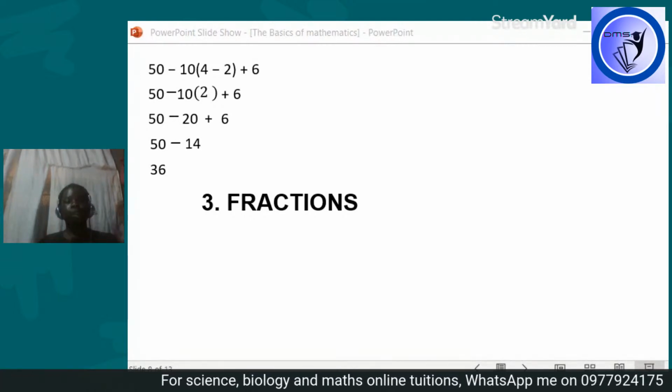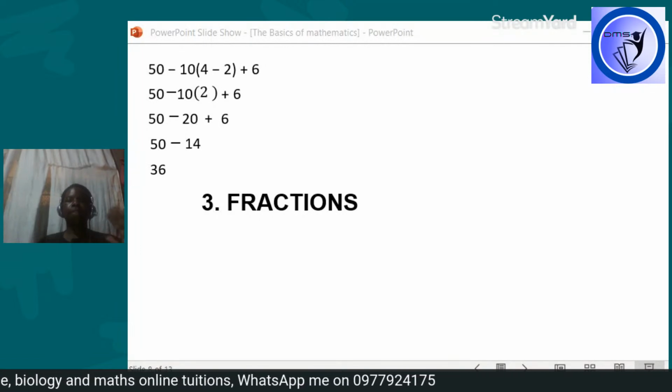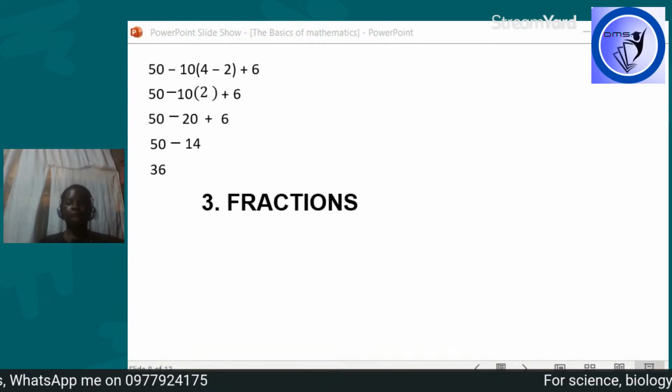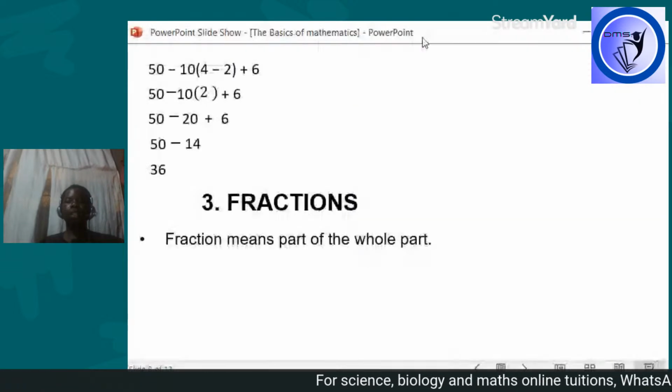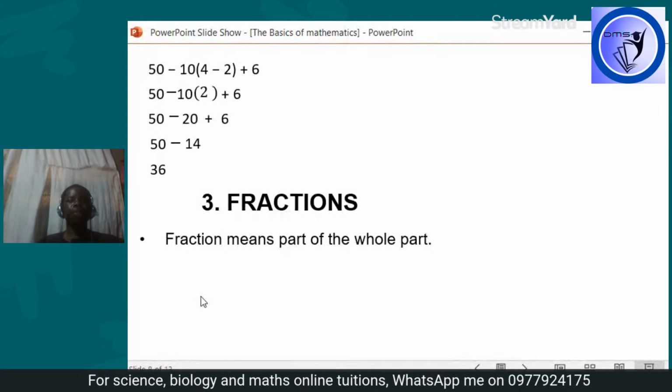So now, fractions again, it's very important you understand just this word fraction itself. Okay, so let's explain what a fraction is. So, this is what a fraction is. A fraction means part of the whole.